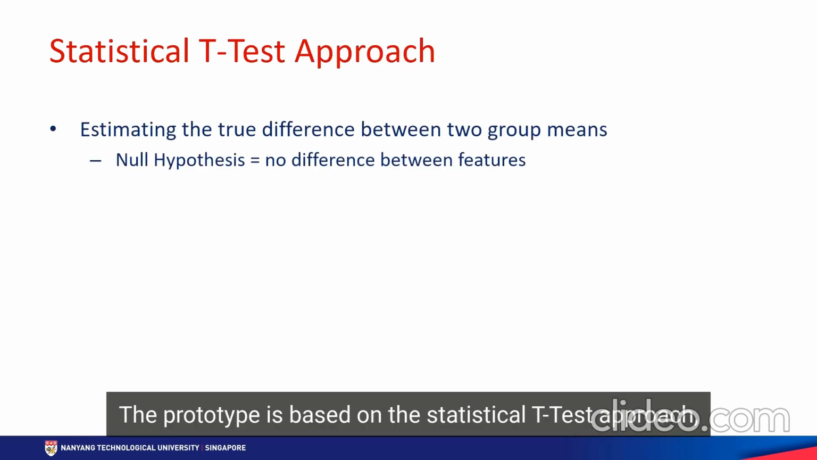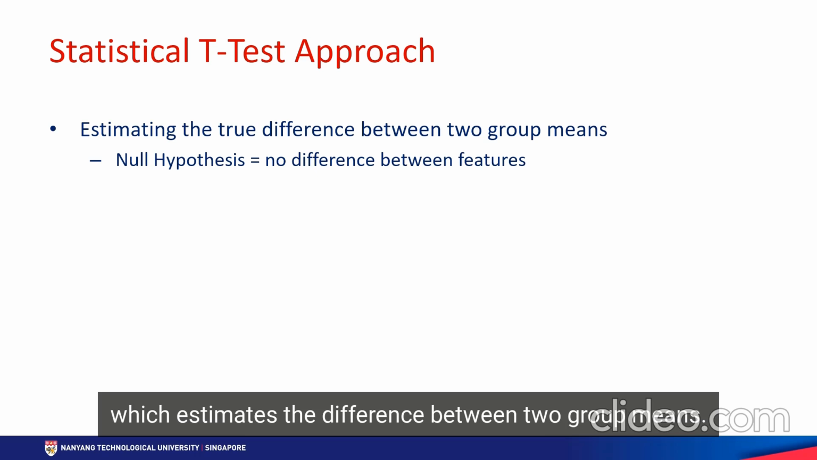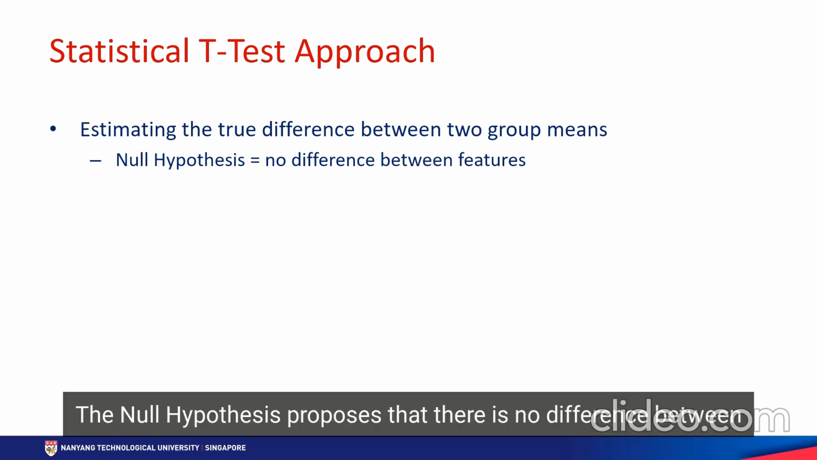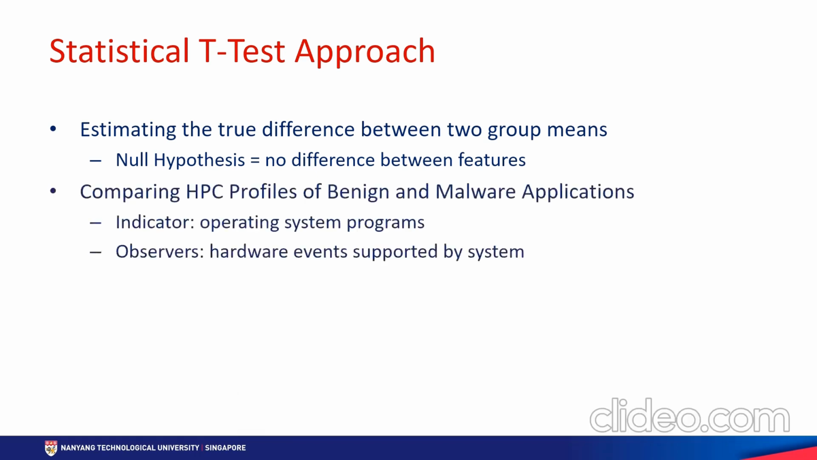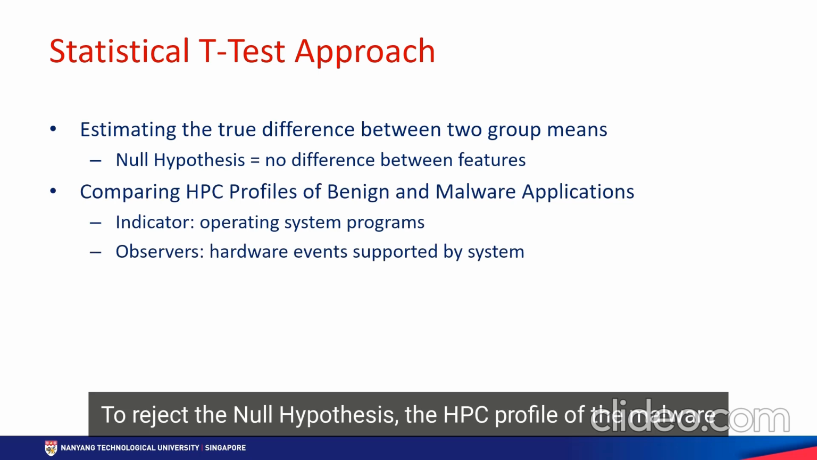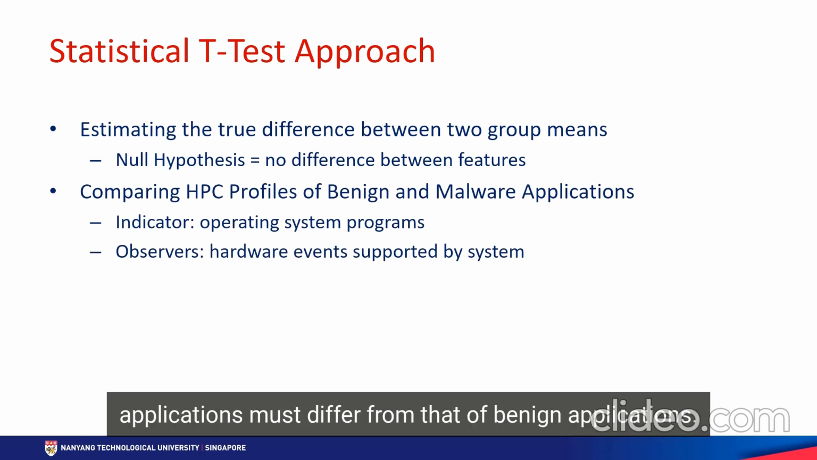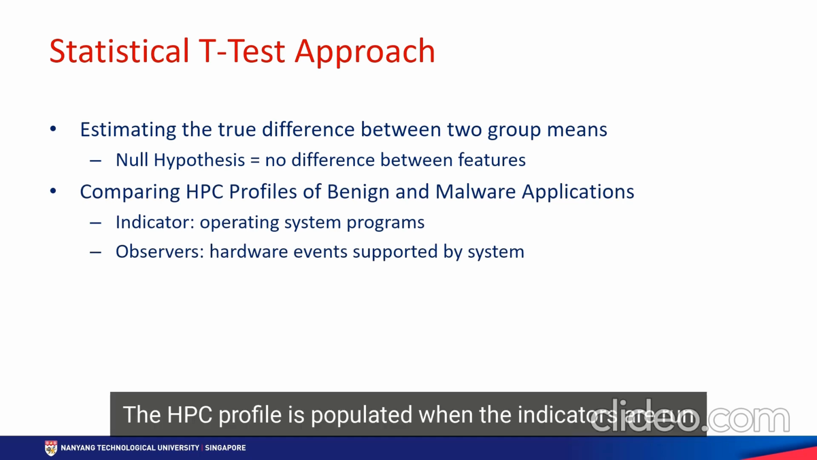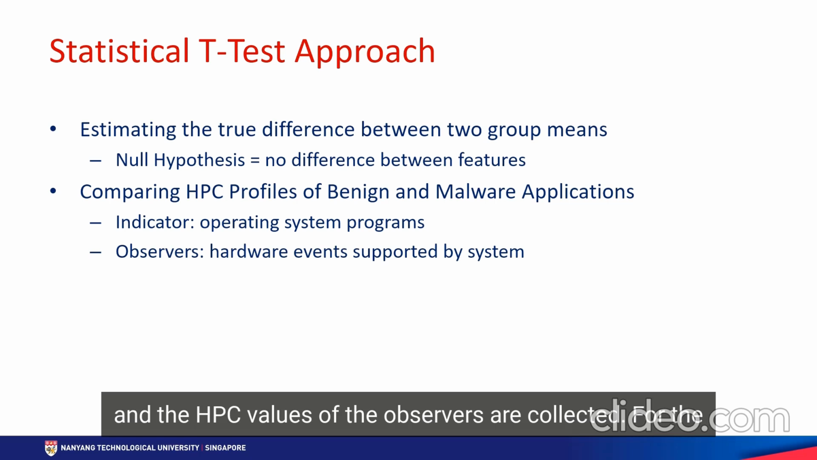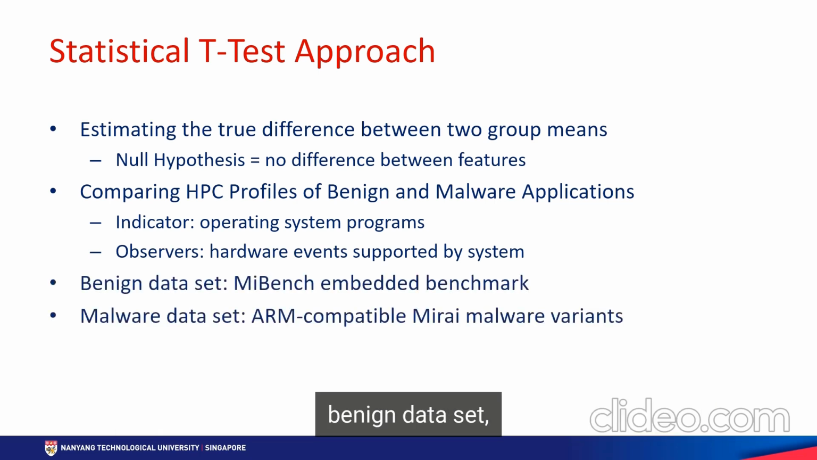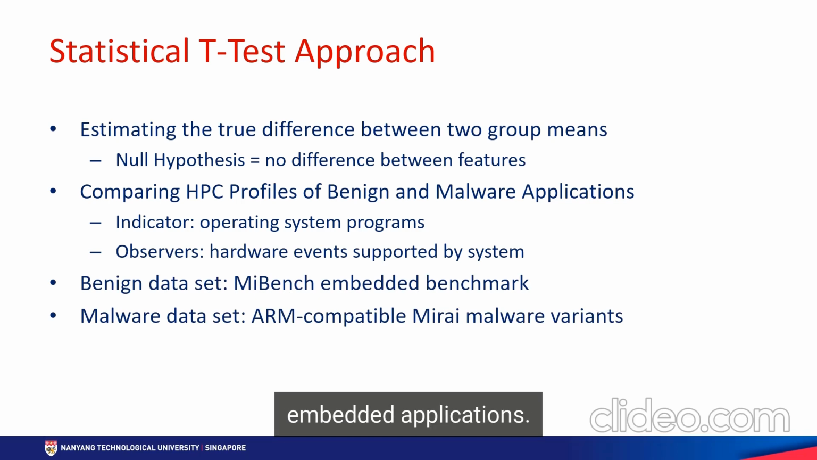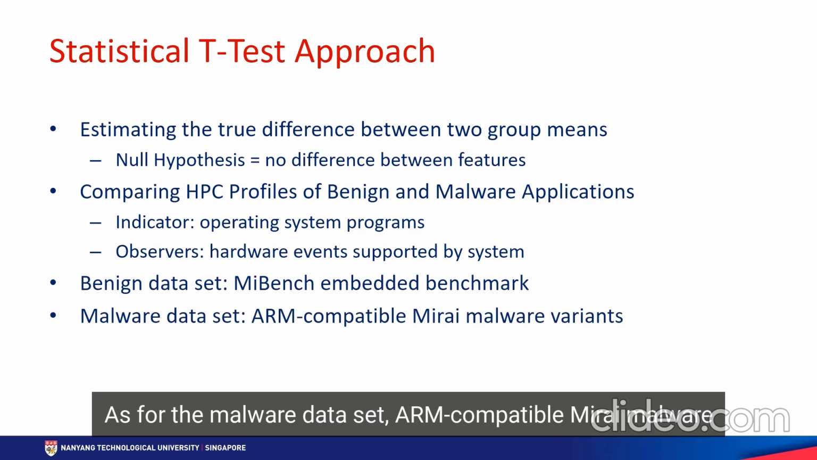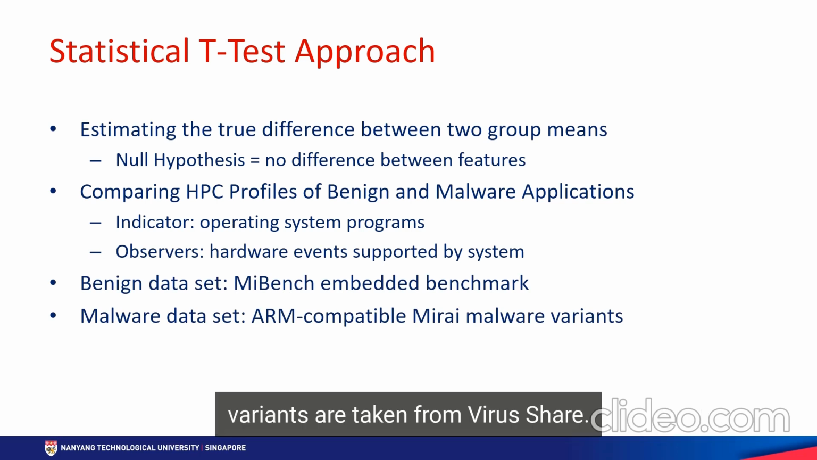The prototype is based on a statistical t-test approach, which estimates the difference between two group means. The null hypothesis proposes that there is no difference between certain features of a dataset. To reject the null hypothesis, the HPC profile of the malware applications must differ from that of benign applications. The HPC profile is populated when the indicators are run and the HPC values of the observers are collected. For the benign dataset, the ME-bench embedded benchmark is used as it provides lightweight embedded applications. As for the malware dataset, ARM-compatible Mirai malware variants are taken from VirusShare.